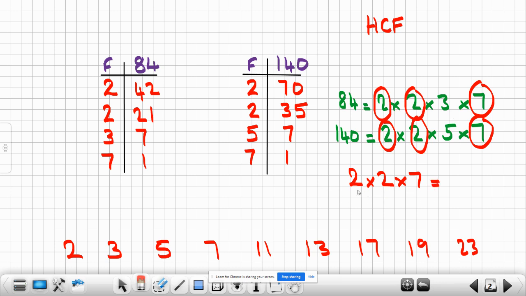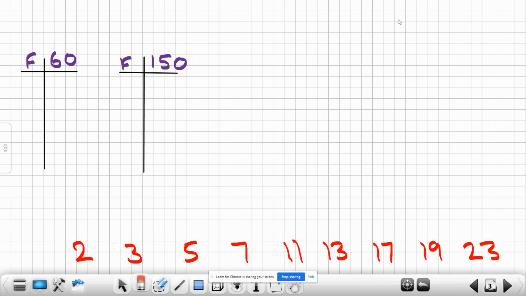Okay, so now we just multiply them together. 2 times 2 is 4. 4 times 7 is 28. So they have a highest common factor of 28. Now that was done quite quickly, but you can always watch it again, and as soon as you feel confident, have a go yourself. Got another example on the next page.